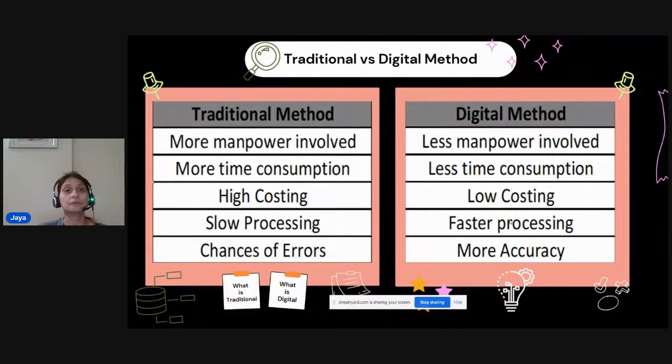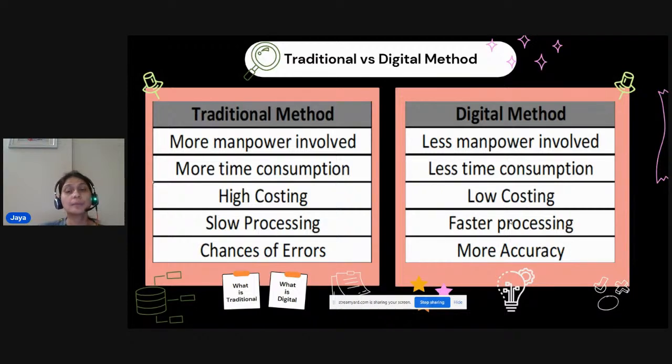When we are talking about the difference between the two methods, first is the traditional method, where more manpower is involved, the time consumption is more, the costing is very high, the processing is very slow, and the chances of errors are very high, and it's very risky also. But in a digital method, less manpower is involved, the time consumption is very less, the costing is very low, and it is very fast processing and has more and more accuracy.